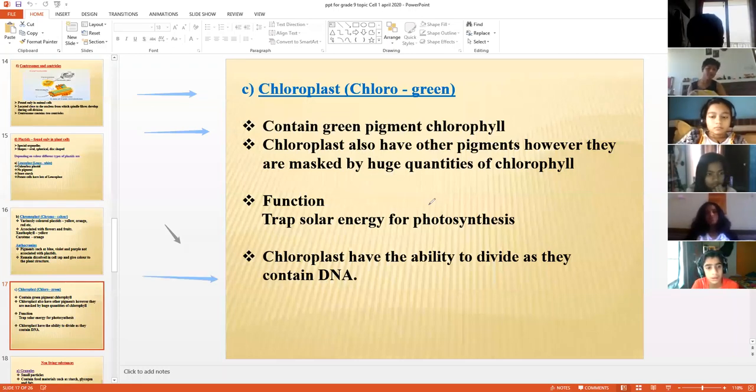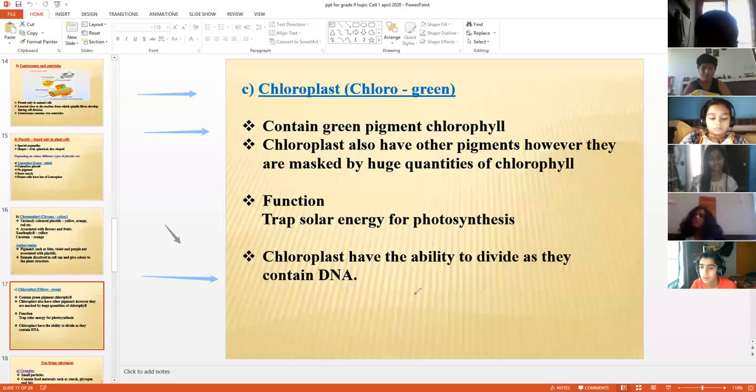Now, what is the function of the chloroplast? It will trap solar energy for photosynthesis. And the chloroplast also has the ability to divide as it contains DNA. Now, what is DNA? I'm going to come to it later.